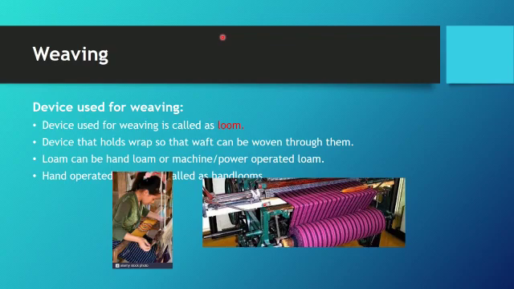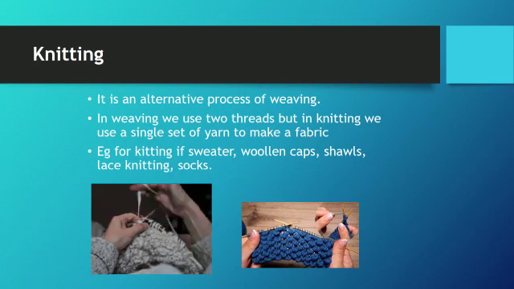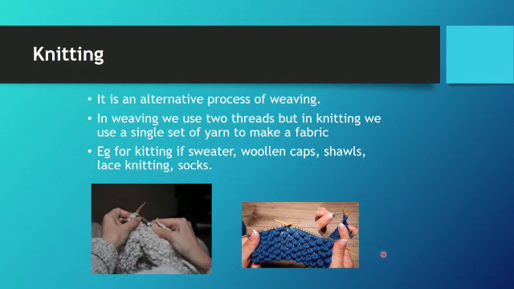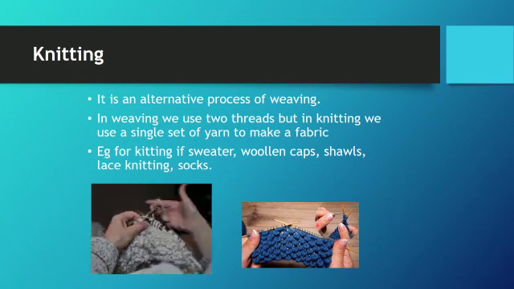Hand operated looms are called hand looms, which are very expensive because they are woven by an individual person. Can you see there are so many different colors of threads used here? It's an alternative process of weaving. Can you see this lady? She's using only one colored thread, only one set of yarn, to make the fabric.